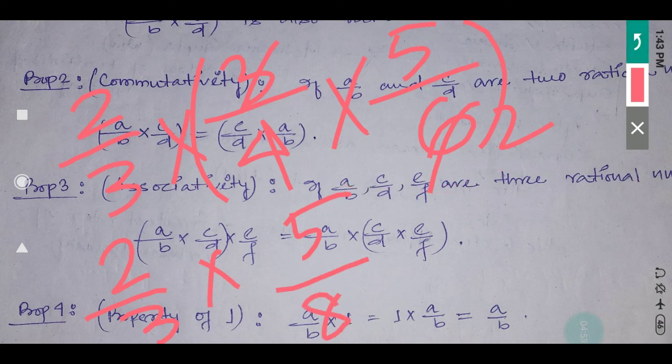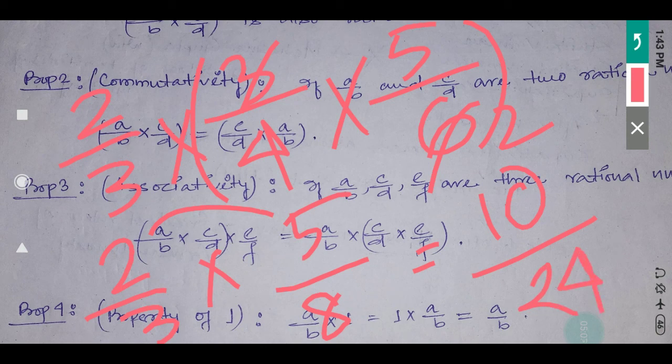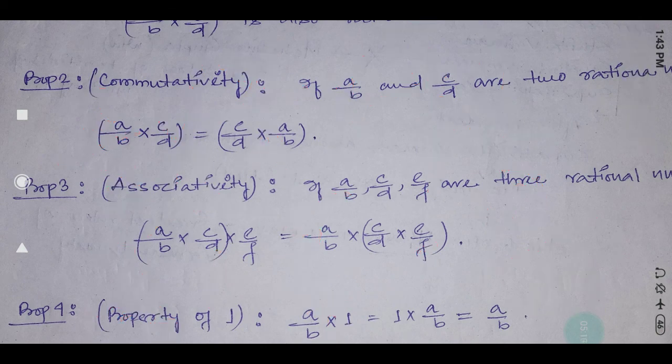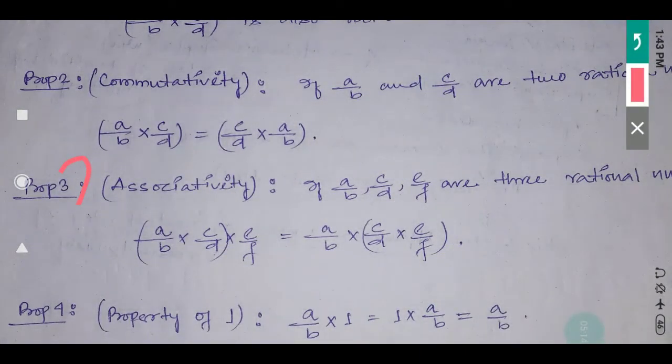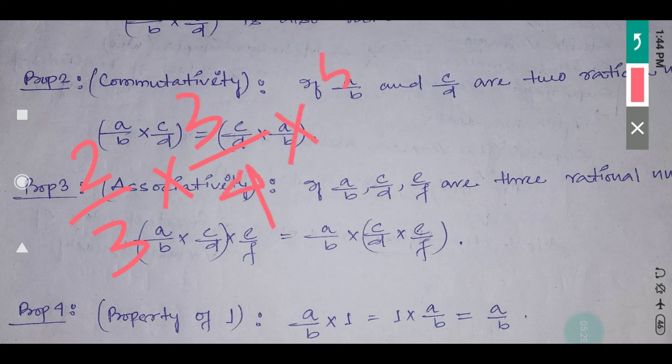Okay, now this one and this one I have to multiply. 5 into 2 is 10, 3 into 8 is 24. That means we have got 10 by 24. Now let's check the other part. 2 by 3, and 3 by 4 into 5 by 6. Here I will take the multiplication of this one.